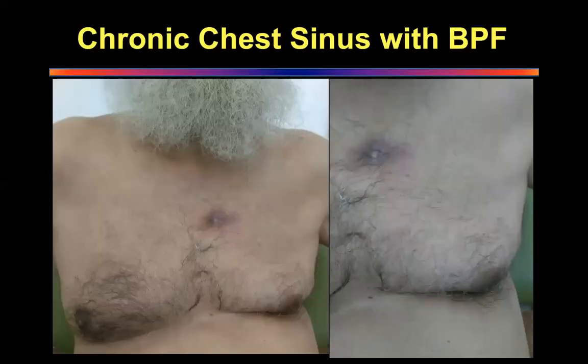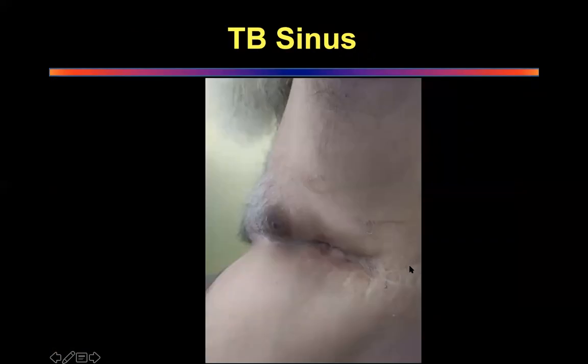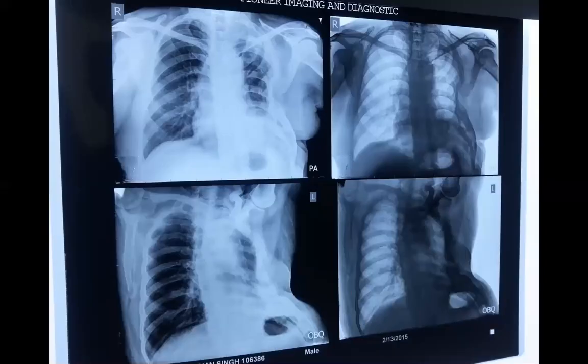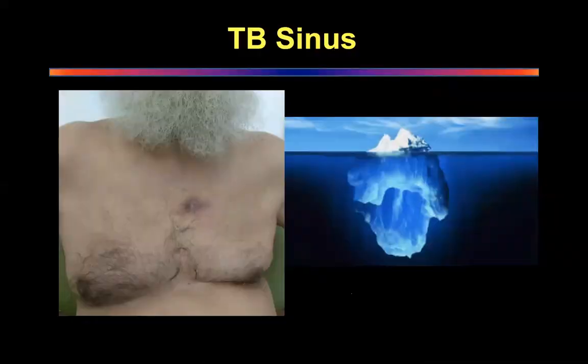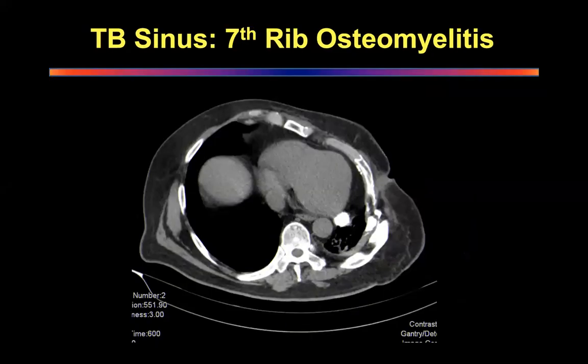Okay. So let me show you a case like this. This is the sinus. He's had multiple surgeries in the past. He's also had a partial thoracoplasty, but the sinus has come back. Not a great situation for him, but I know that the sinus is just the tip of the iceberg. It is going deep inside. I've done a sinogram. I know exactly what is the situation.